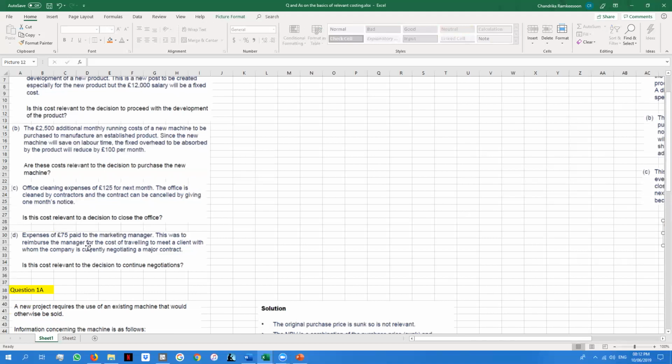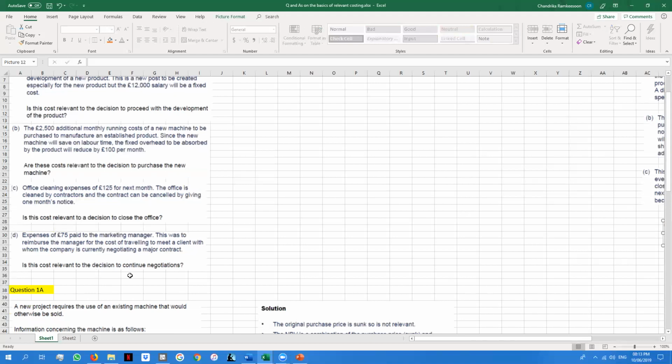This was to reimburse the manager for the cost of traveling to meet a client with whom the company is currently negotiating a major contract. Is this cost relevant to the decision to continue negotiations? Now, this is not relevant.